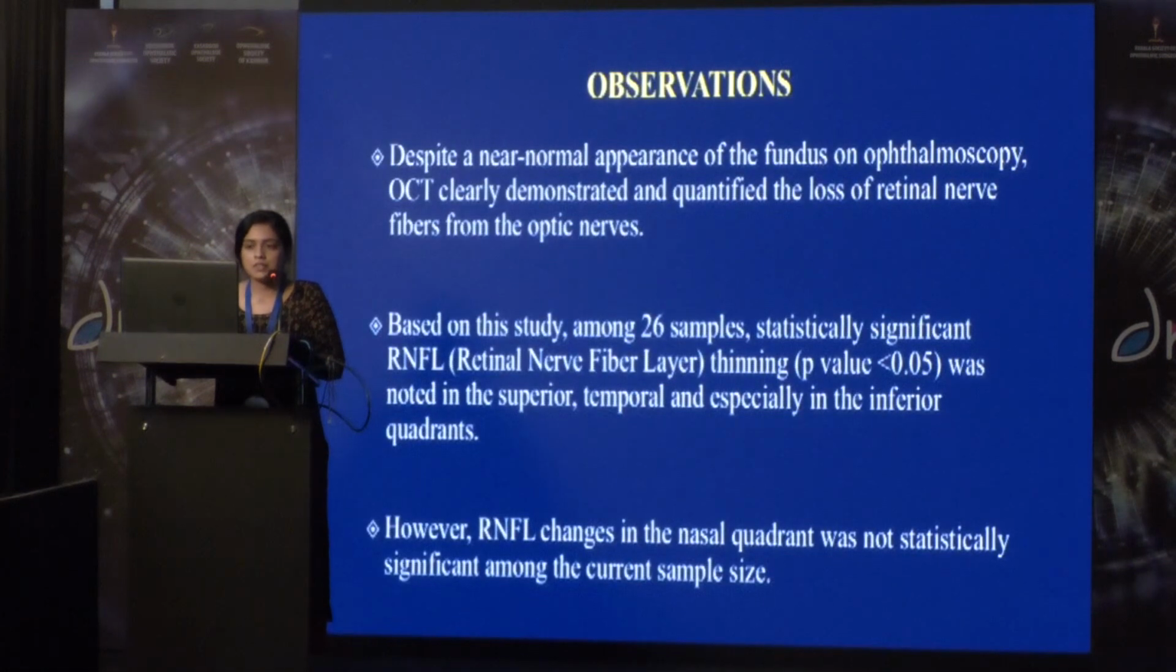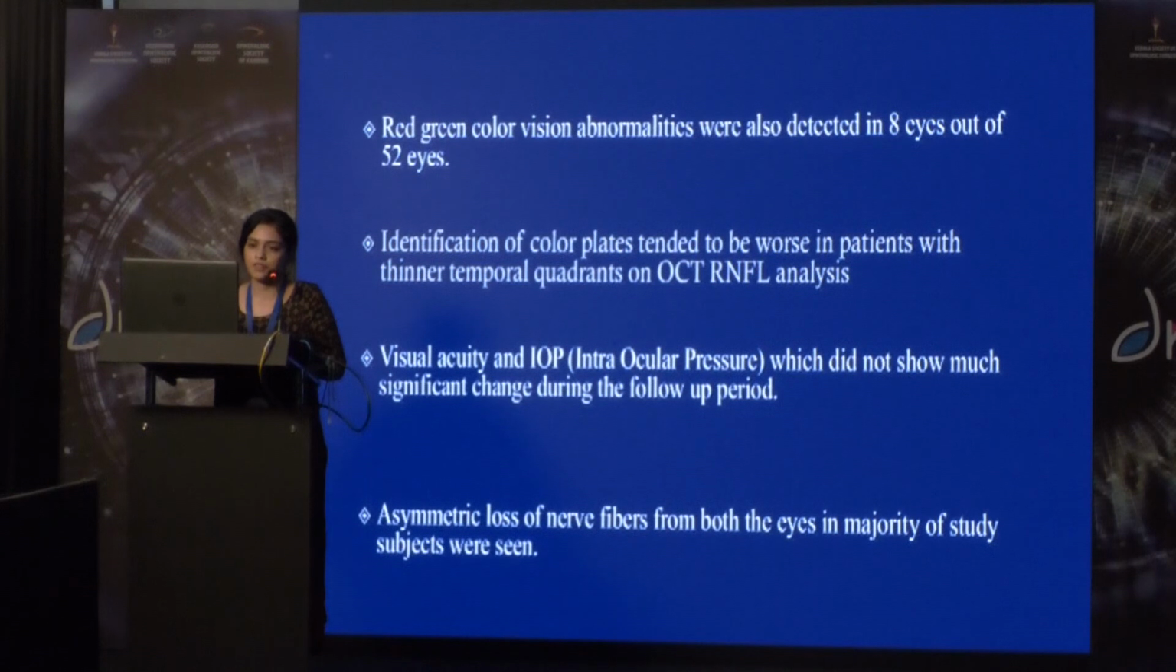My observations: despite a near normal appearance of the fundus on ophthalmoscopy, OCT clearly demonstrated and quantified the loss of retinal nerve fibers from the optic nerves. Based on the study, among 26 samples, statistically significant thinning was observed in superior, temporal and inferior quadrants. However, RNFL changes in the nasal quadrant were not statistically significant.